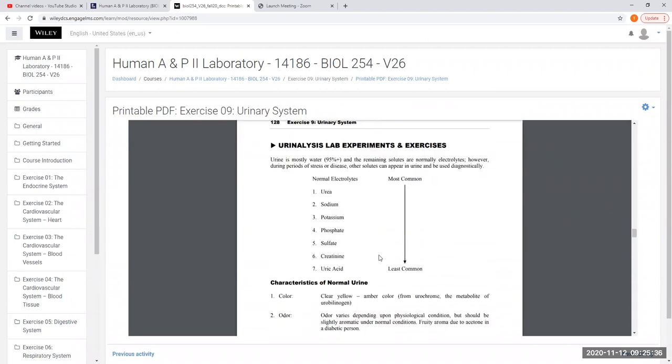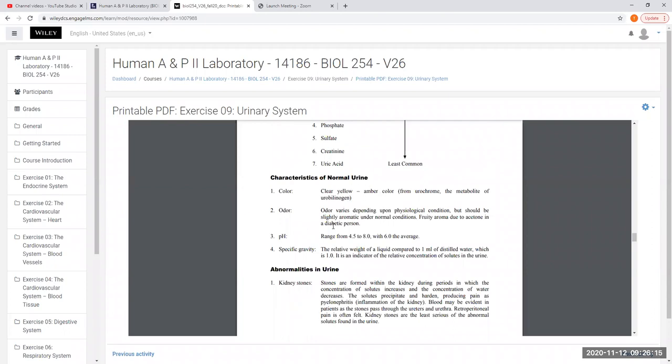So if you turn the pages more toward the back of chapter 9, you get to where it has the urinalysis information. So you need to study a few things out of here. That's why I wanted to point it out. Number one, you need to know these normal electrolytes, these solutes that are supposed to be in urine. And it goes from highest concentration or most common to the least common or the least concentrated. But these are all substances that are supposed to be excreted out in our urine, right? We're about to learn a few things that are not supposed to be excreted out in our urine.